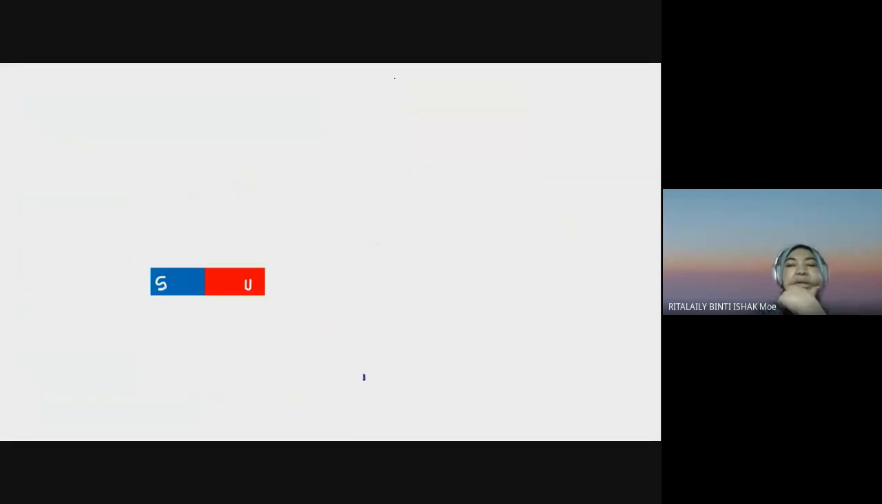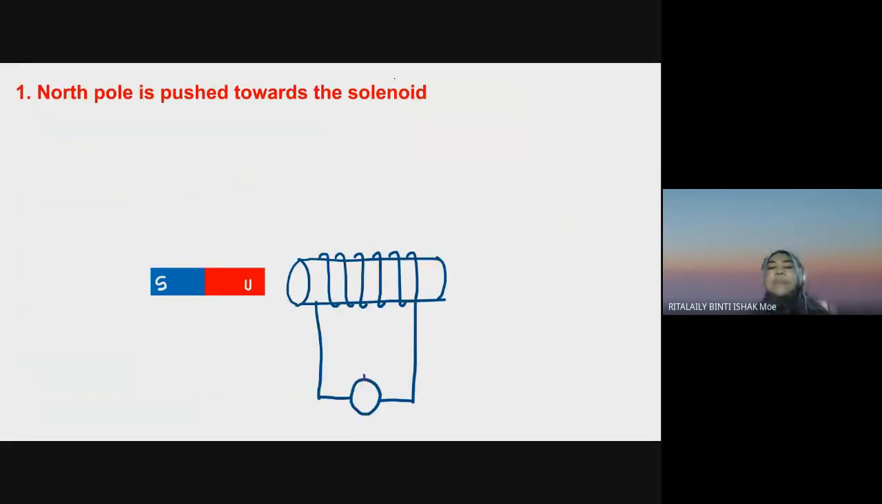Okay, let's look at this. Okay. So north pole is pushed towards the solenoid. So the question is, which direction is the deflection of the galvanometer? Okay, the deflection of the galvanometer does not follow the direction of current. The deflection of the galvanometer points towards where the current comes from. So it's the opposite direction of current.